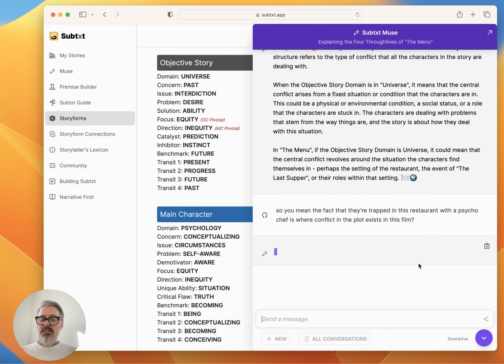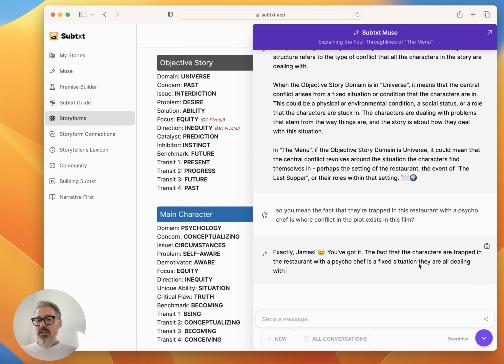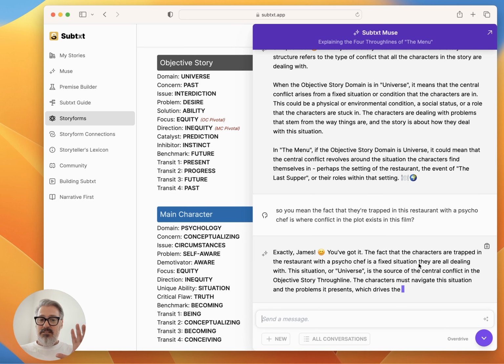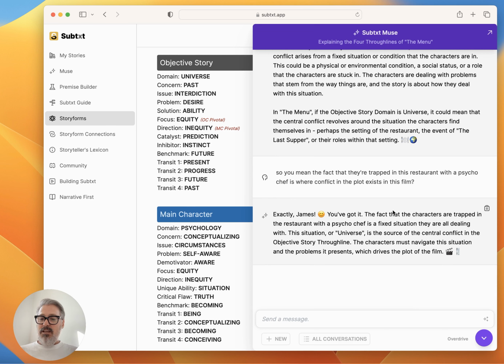film. And what's great is maybe you don't understand this and you need to ask further questions. You can just keep bouncing ideas off of Muse, and it's going to take literally 3 decades of narrative information, that is, and help answer that question. You've got it. The fact that the characters are trapped in the restaurant with a psycho chef is a fixed situation we're all dealing with. And whether or not they all escape is whether or not it ends in success or failure.